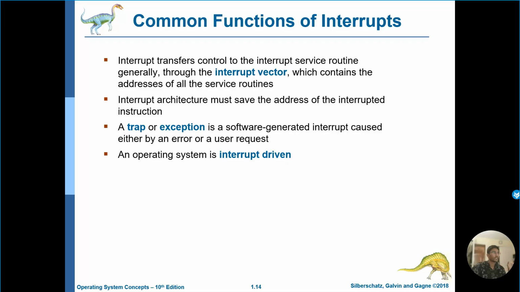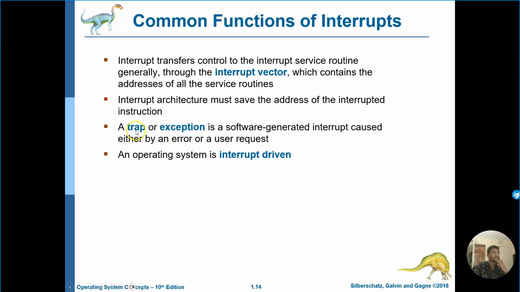Interrupts transfer control to something known as the ISR, the interrupt service routine, through the interrupt vector. Okay, the interrupt vector is like a matrix, saying that this is of a higher urgency and this is of a lower urgency. It sends a message to the CPU: hey CPU, you're interrupted. Then the CPU stops its task and gets to the interrupt, and the interrupt service routine runs. And where is the address of the interrupted instruction saved? It's saved in the interrupt vector.